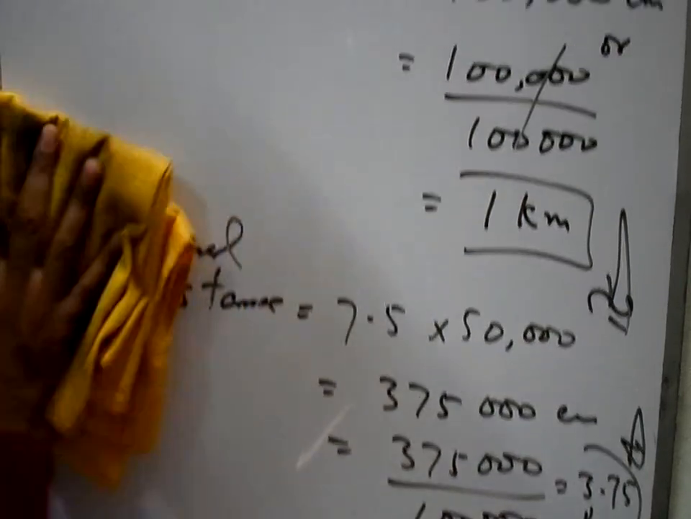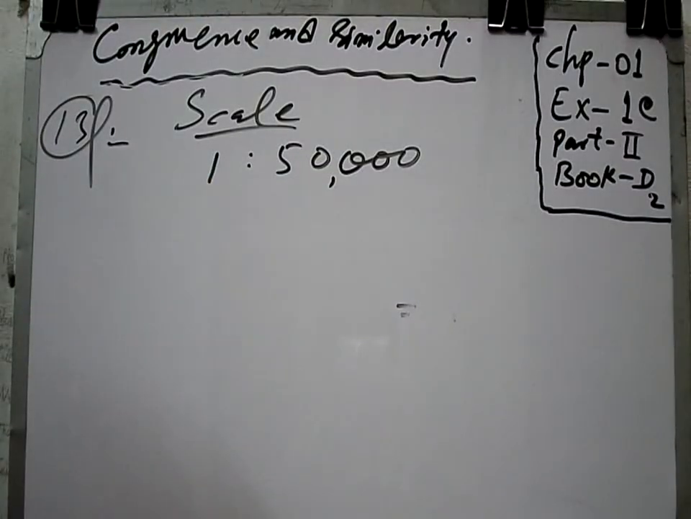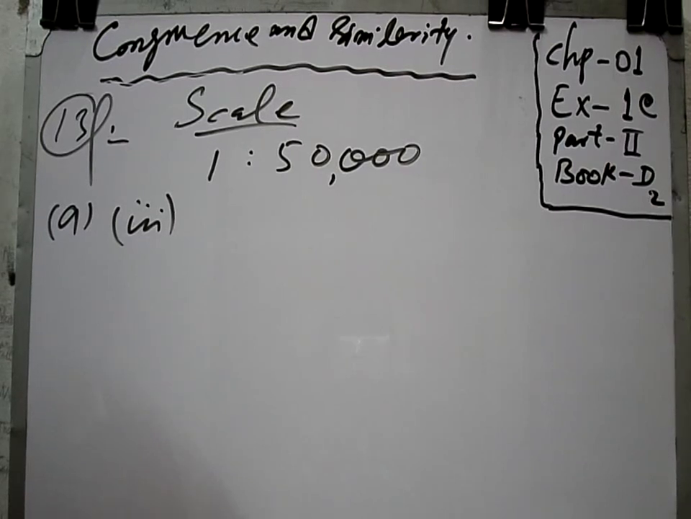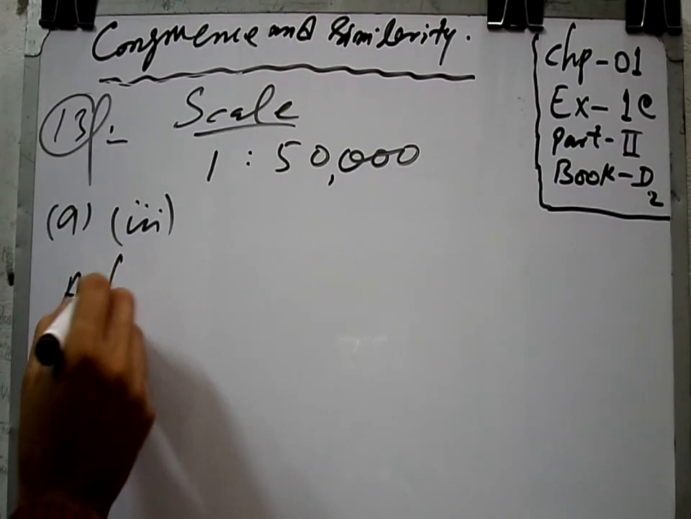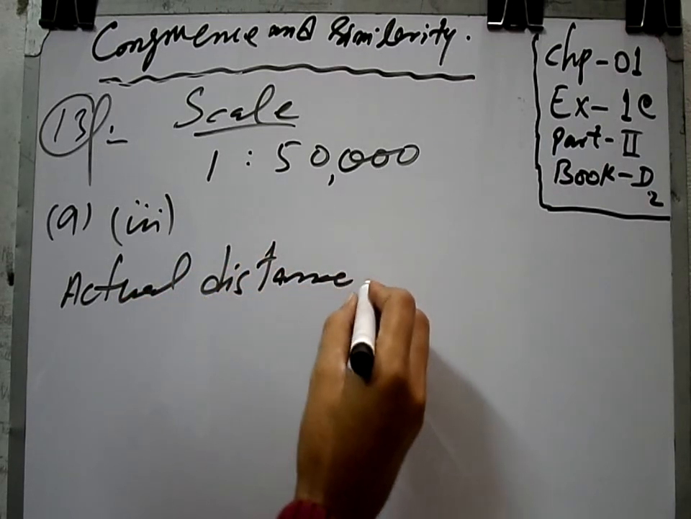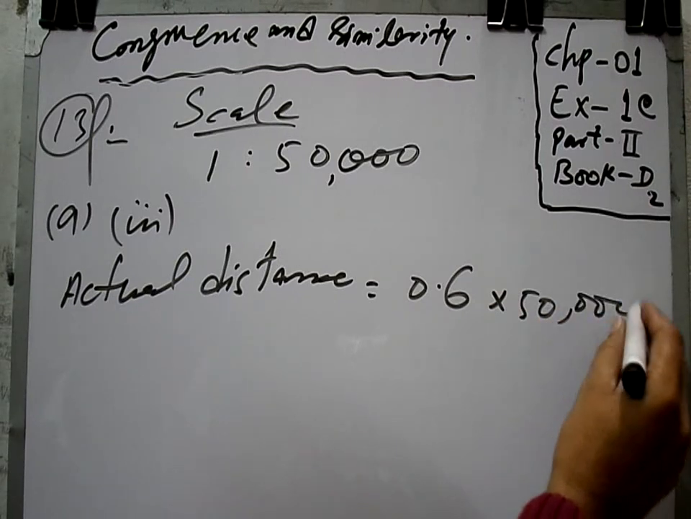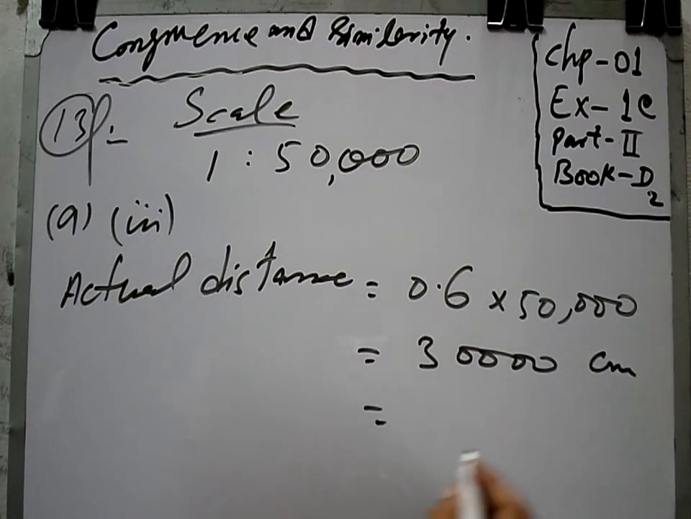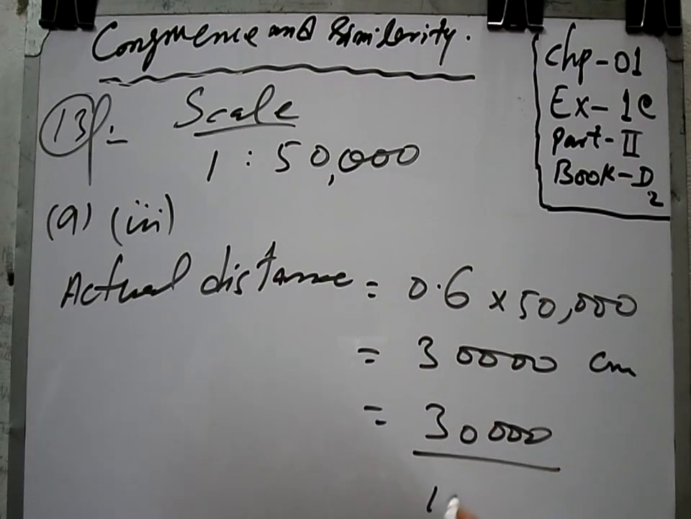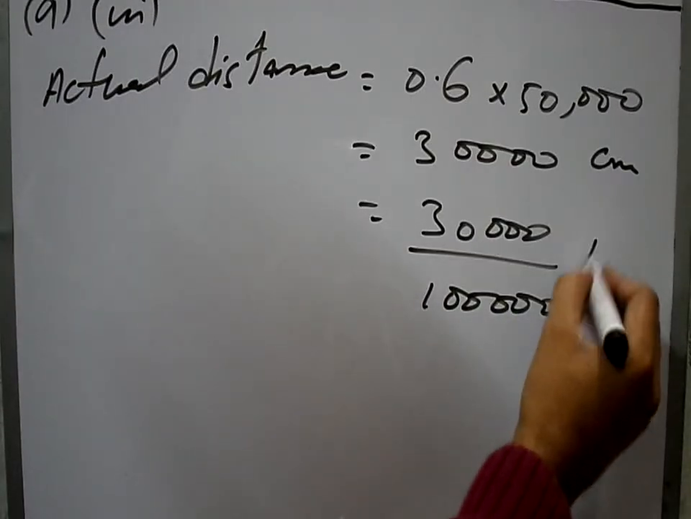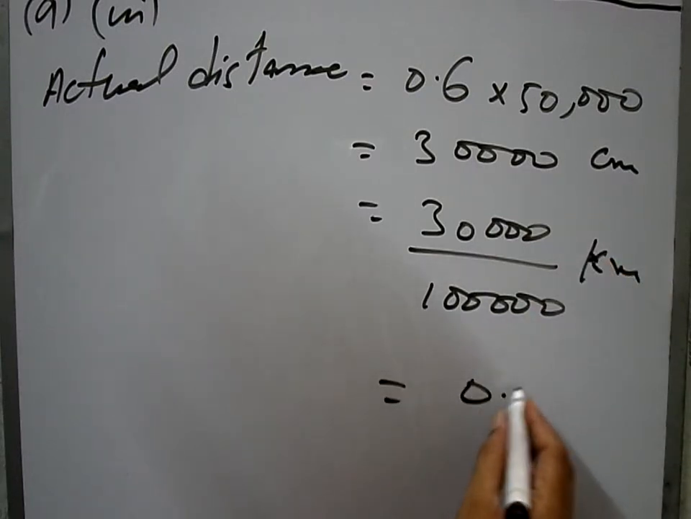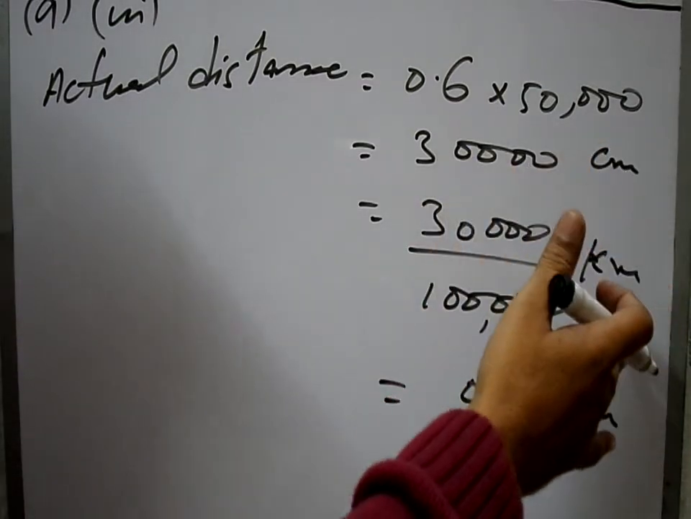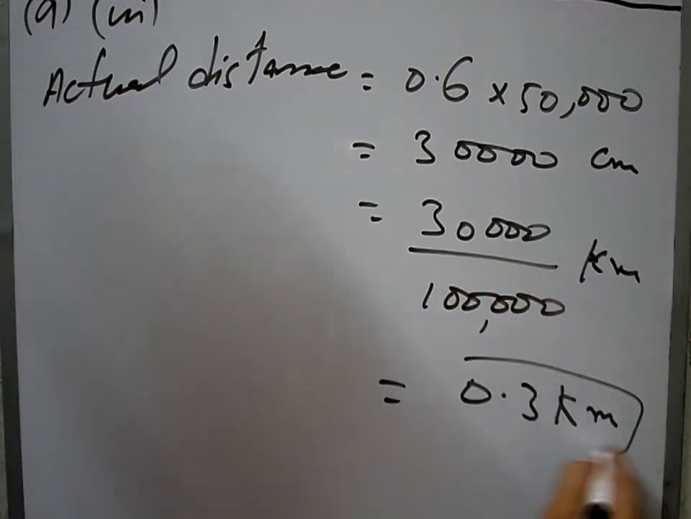Now in part number 3, that is actual distance is equal to 0.6 multiplied by 50,000, so that will be equal to 30,000 centimeters, so to convert into kilometers, divided by 100,000, you will get 0.3 kilometers. So that is your result.